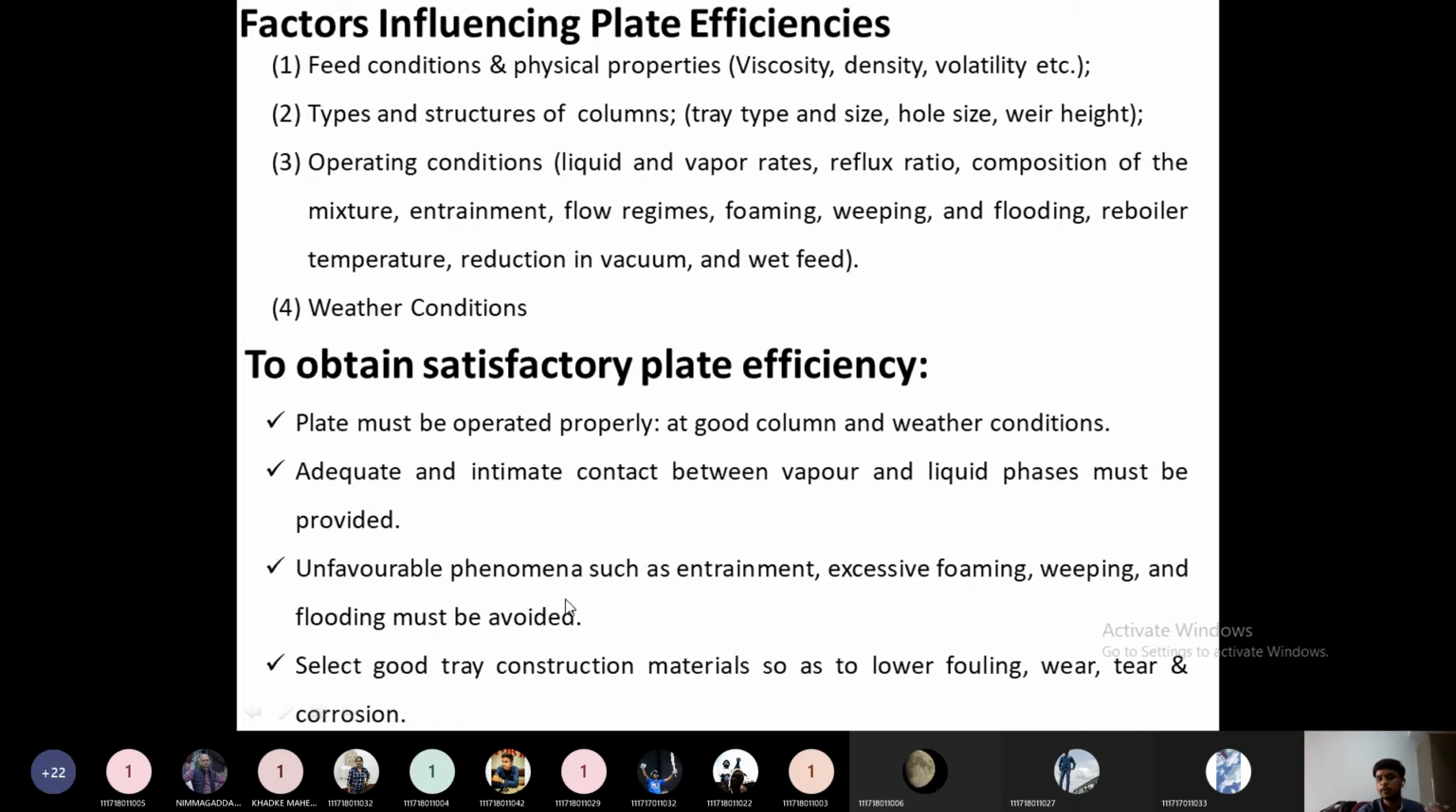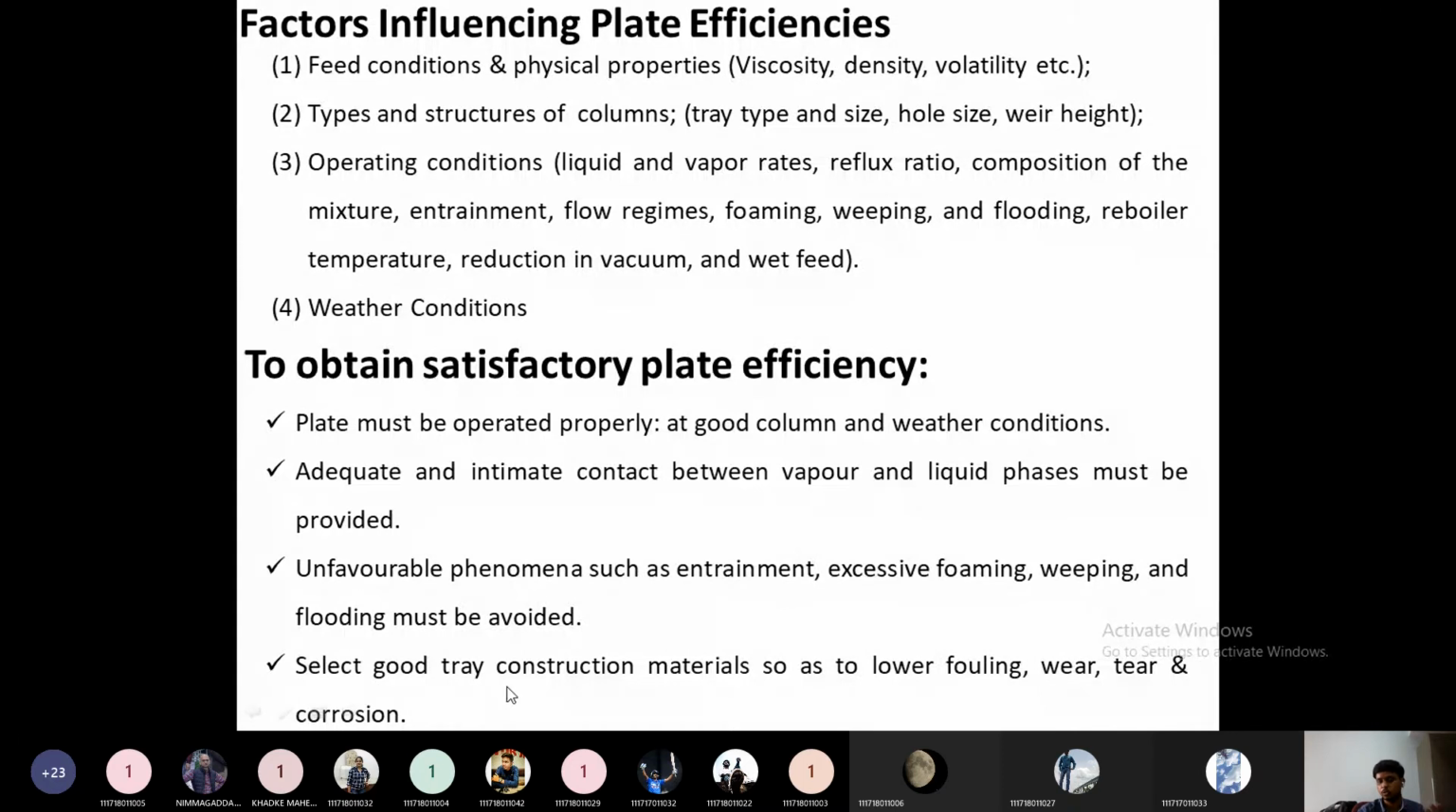Then the next one is unfavorable phenomena such as entrainment, excessive foaming, weeping, and flooding. All these unnecessary operating parameters, we need to neglect. We need to cut out those parameters. Then only our column will have a satisfactory efficiency.